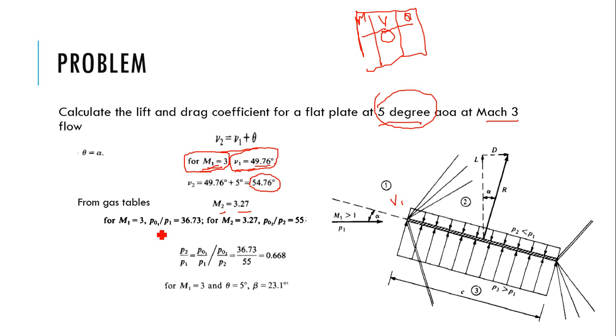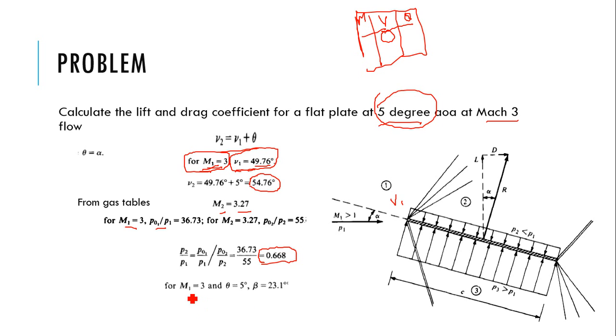Next, for the initial Mach number M1, they found the pressure ratio P01 by P1, and for this M2 they found P02 by P2. So the pressure ratio P2 by P1 equals P01 by P1 divided by P02 by P2. By substituting the values we will get the static pressure ratio as 0.663.